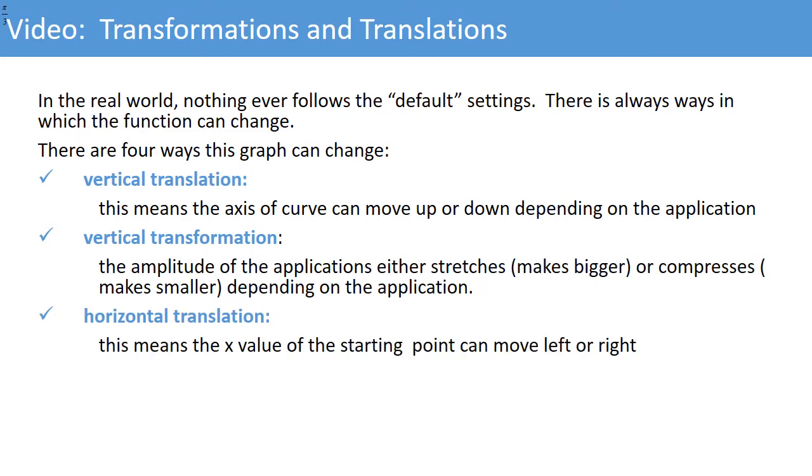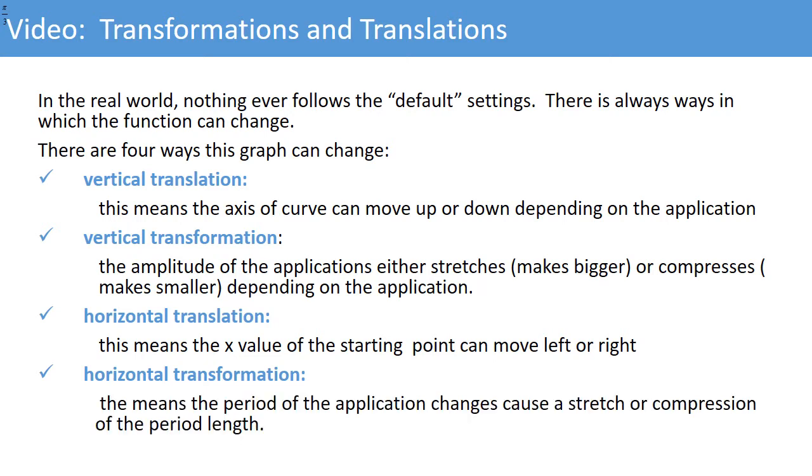Horizontal translation. This means the x value of the starting point can move left or right. And we have the horizontal transformation, which means the period of the application changes, causing either a stretch or a compression of the period length.